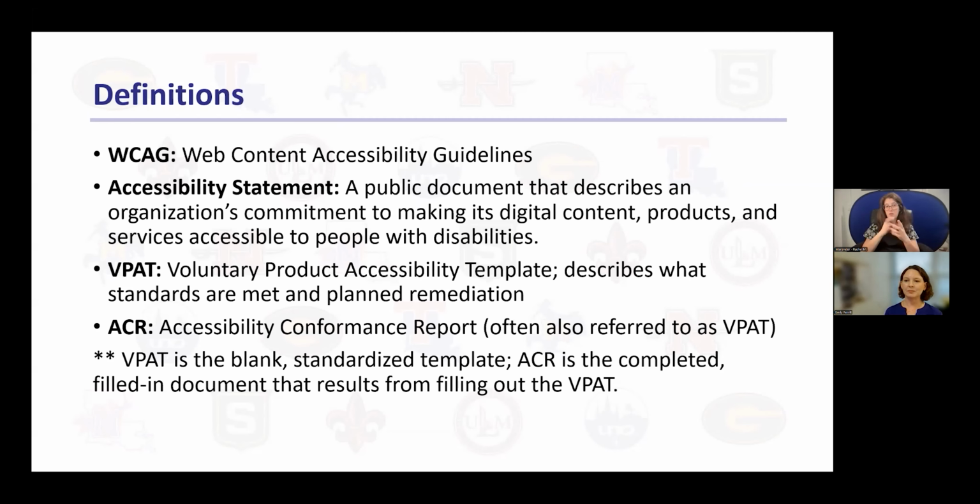Now, technically, the VPAT is the generic blank document that has been prepared by the organizations that govern these standards. But once a vendor has filled in all the blanks, that is actually referred to as the accessibility conformance report. In practice, a lot of people just call it all a VPAT, and that's fine. But just know that if a vendor gives you the accessibility conformance report, that is in fact what you are asking for.